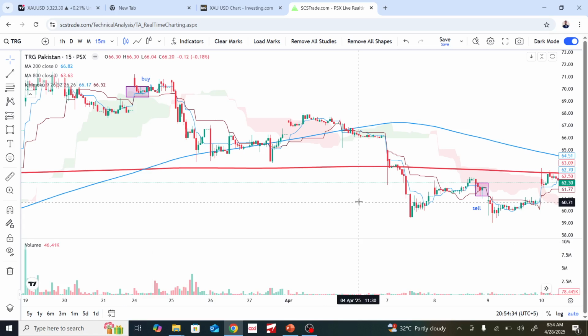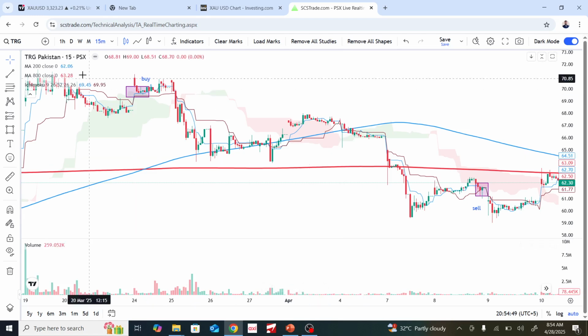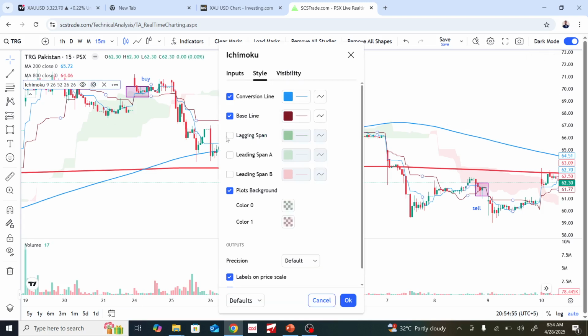Expect 3 out of 10 trades to hit stop loss, and put a risk reward. If your trade goes to 1:2 risk reward, then close the trade. So that's the Ichimoku strategy. My health is not well, but somehow I told you the strategy and the idea: moving average 200, moving average 800, and the Ichimoku setting is leading span A uncheck, leading span B uncheck.